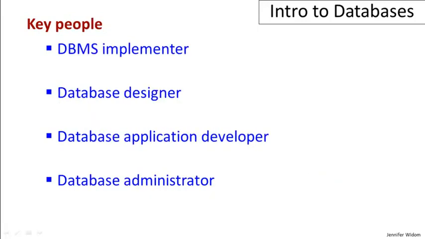Now let's talk about the people that are involved in a database system. The first person we'll mention is the person who implements the database system itself, the database implementer. That's the person who builds the system. That's not going to be the focus of this course. We're going to be focusing more on the types of things that are done by the other three people that I'm going to describe. The next one is the database designer.